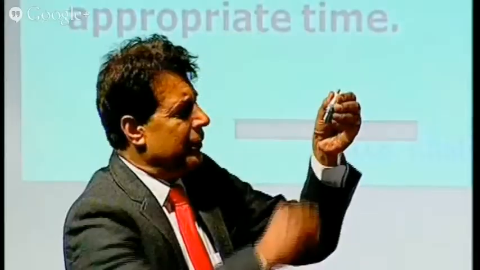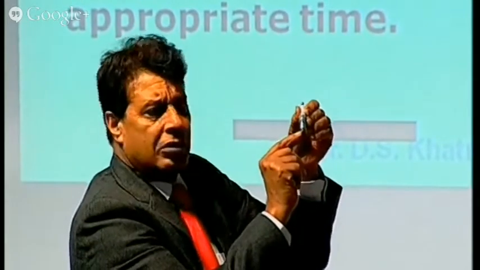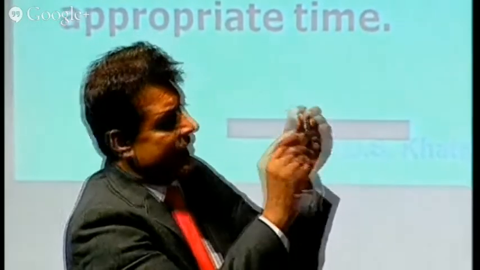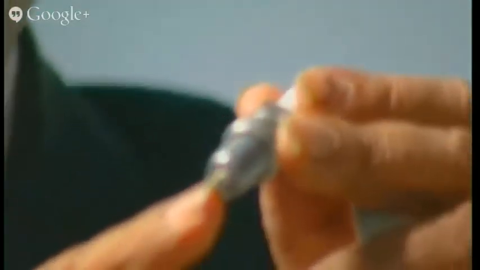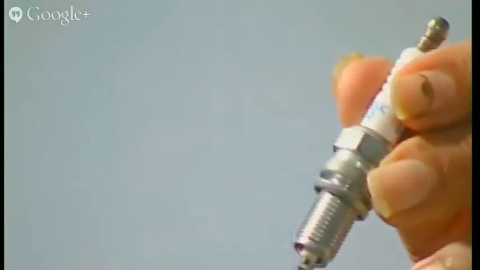You can see this side, it is called the side electrode, and in the center you can see that is called the central electrode, and there is a gap between the central and side electrode, and this gap is very important. Can you guess generally what is the gap in your car spark plug, in the spark plug of your motorcycle? Do you have any idea?